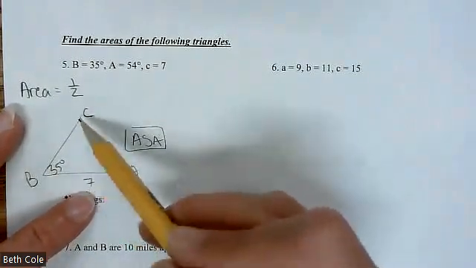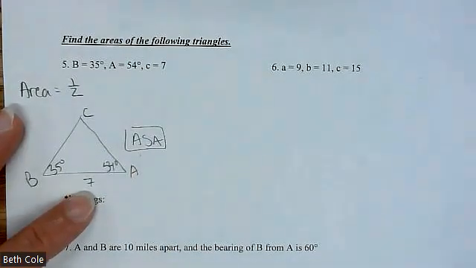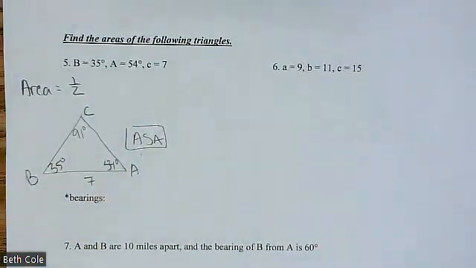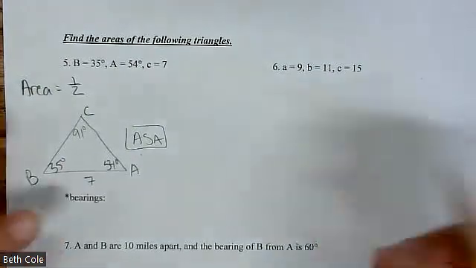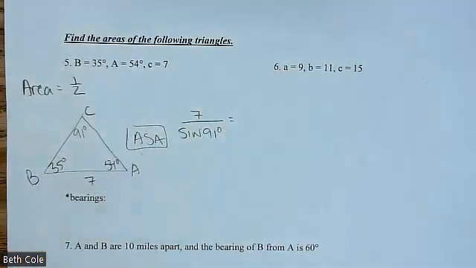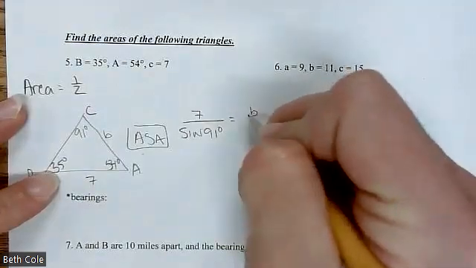I need another angle here. What's that angle we're missing? Do 180 minus the other ones. I get 91. Dang, it was almost a right triangle, 1 degree away. Okay, so when you set it up, 7 over sine of 91 equals, and it doesn't matter which side we find here. Technically, we should do the smaller one, so let's go with that. B. It'll be B over sine 35.